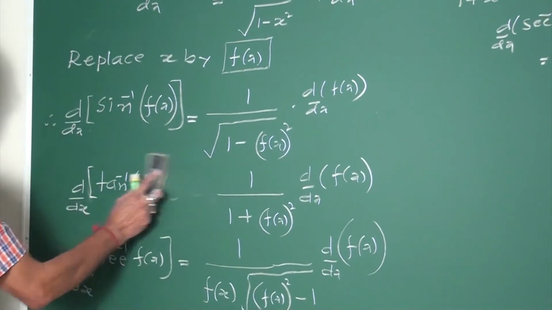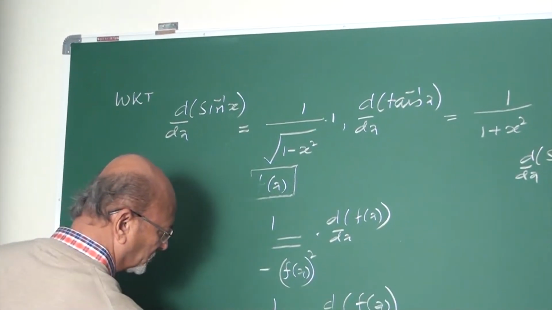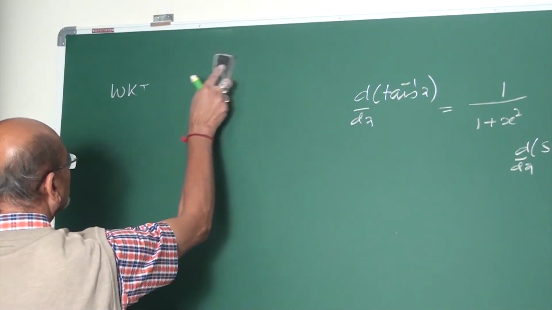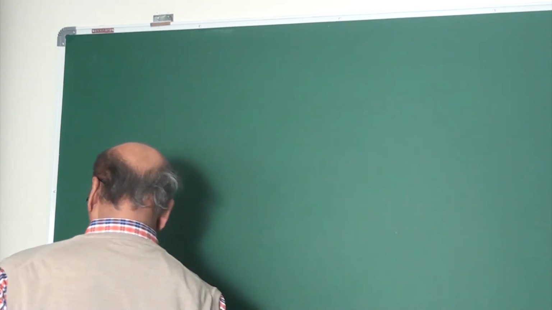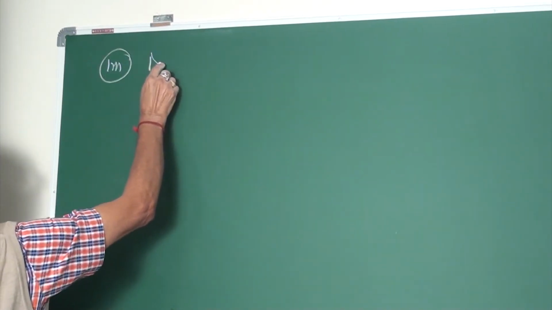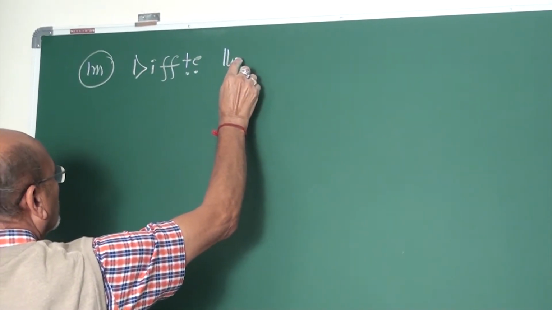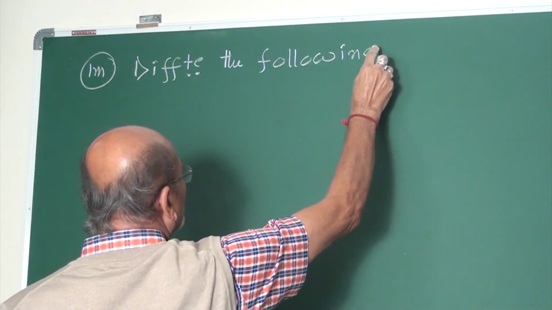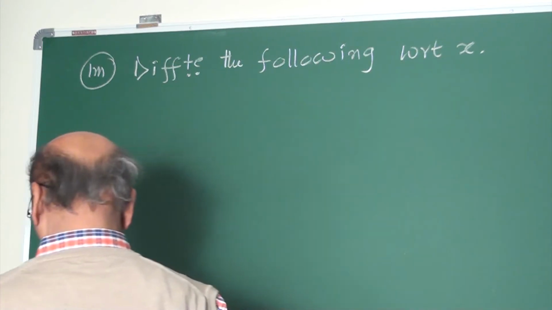Now, examples. You can expect these examples under 1 mark questions. Examples, 1 mark. Differentiate the following with respect to x. Yes, my friends, these are 1 mark questions.